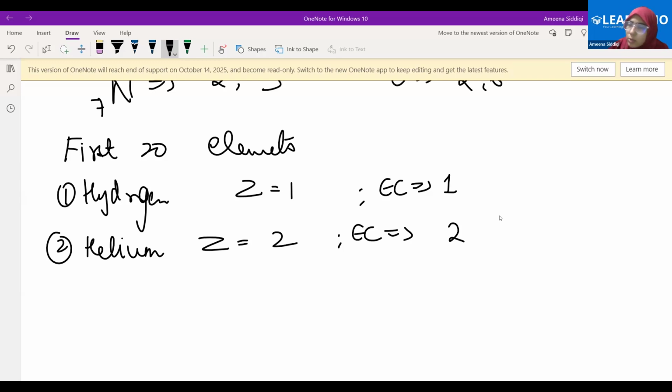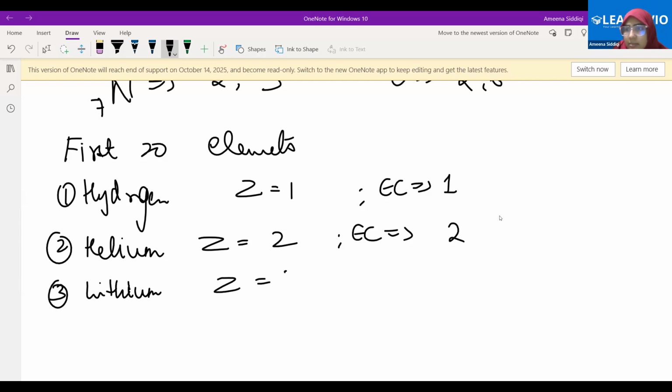We don't really need to move to the third shell, right? There's no need for moving to the third shell. We have 2 electrons. All of those 2 electrons could be present in the first shell itself, okay? The third one is lithium.